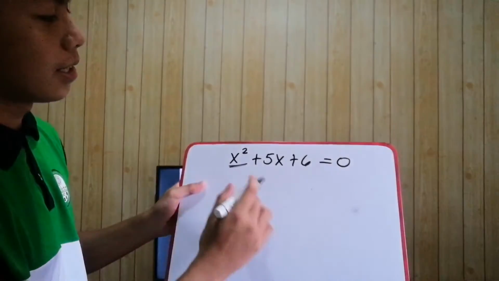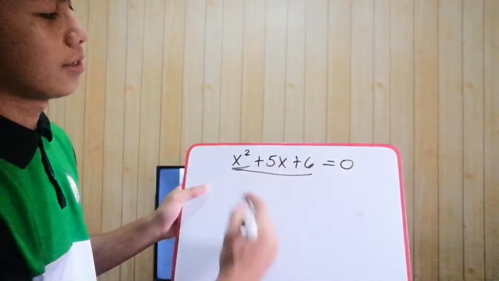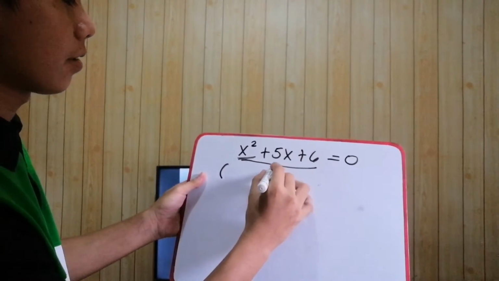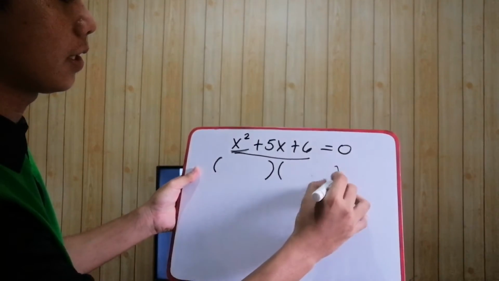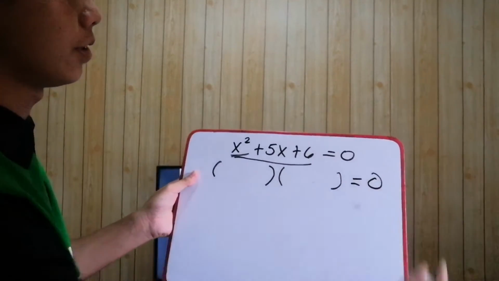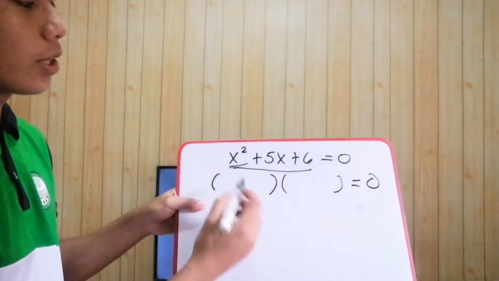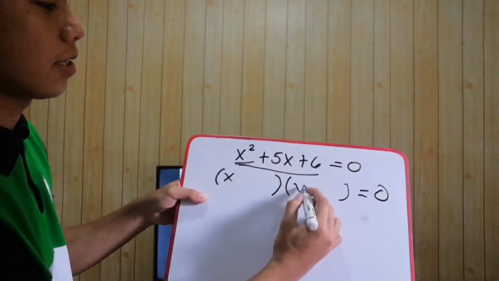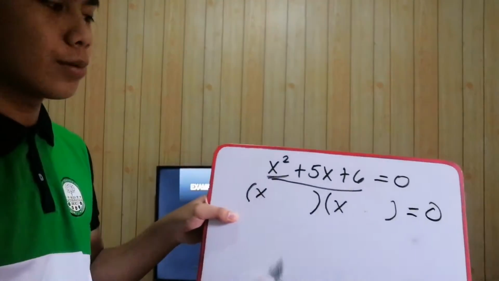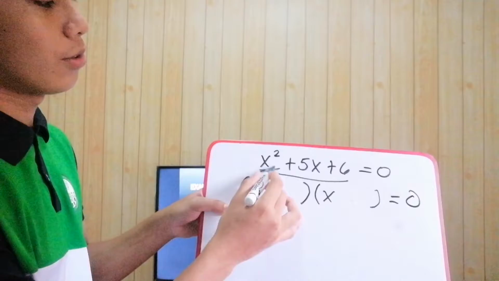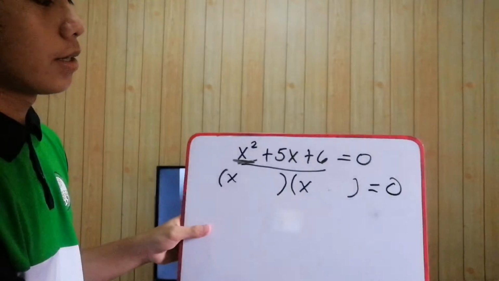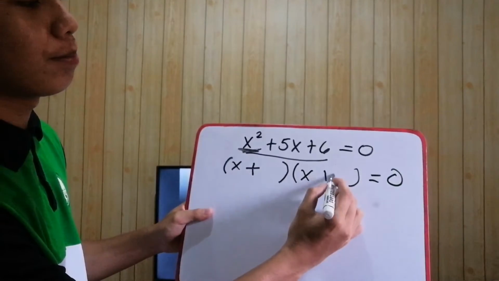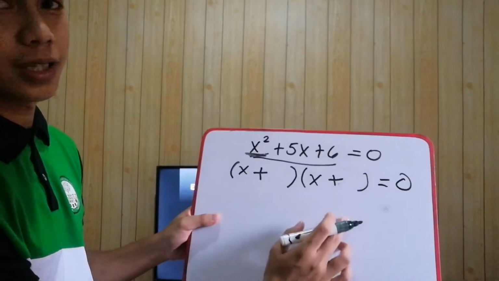Now, second, let's factor this side. Kunin natin yung factors niya. Gagawin natin muna ng parenthesis. Then, equal to 0. Now, kunin natin yung factor na x squared. Factor na x squared is x. Bakit x? Kapag kasi multiply natin yung x sa x, ito yung magiging resulta. Now, since positive naman lahat, let's simply add positive sa both factors natin.